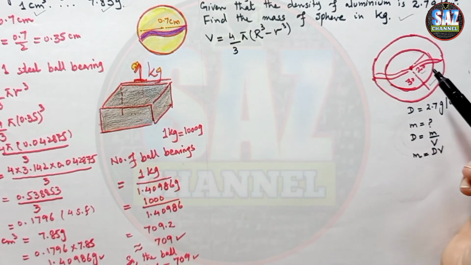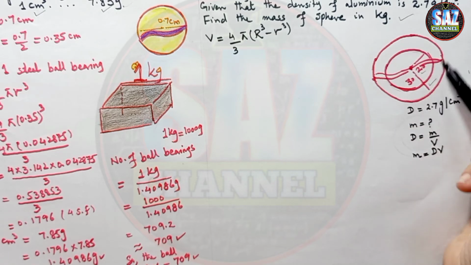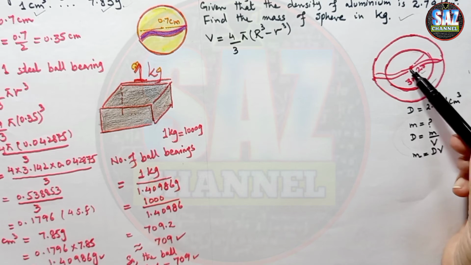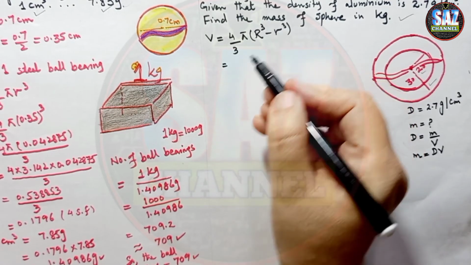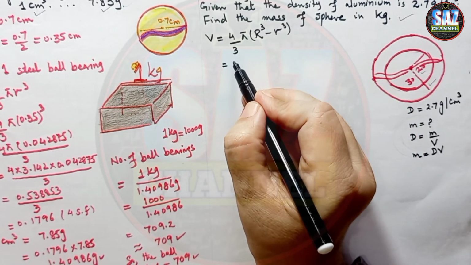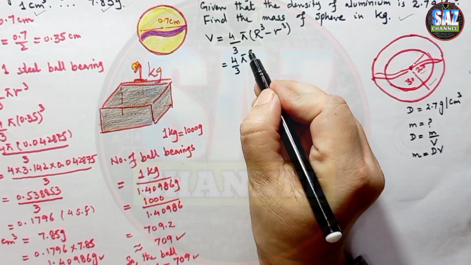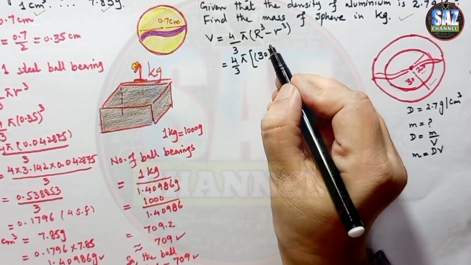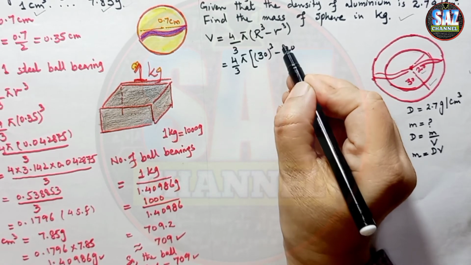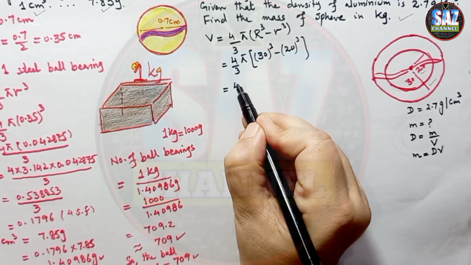Why are we using a capital R cube? Because there are two radii involved. There is the outer wall and there is the inner wall as well. The outer radius is the bigger radius and the inner radius is small, so that's why we are taking the difference between the radii. And okay, then 4 by 3 and pi and R, the bigger one is 30 cube minus 20 cube. Okay, and now hold the calculator and check the calculations.